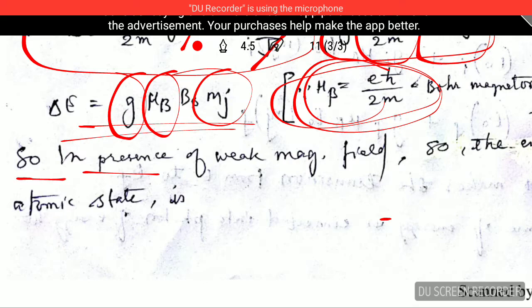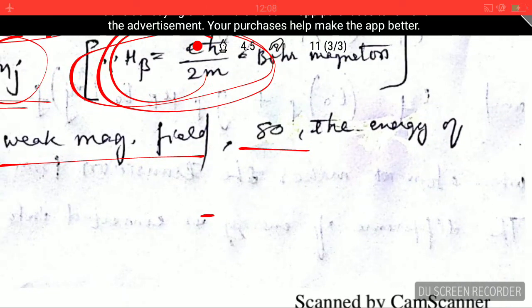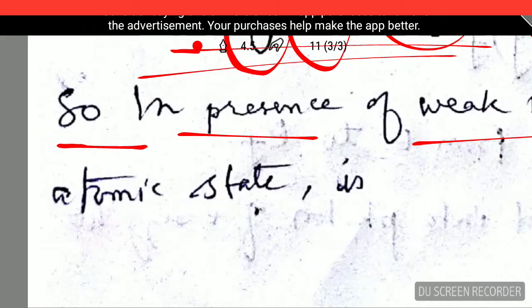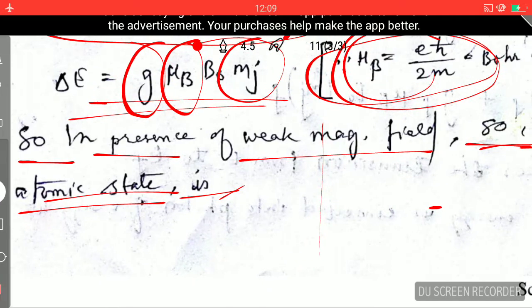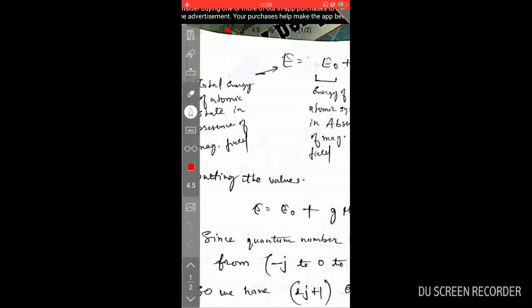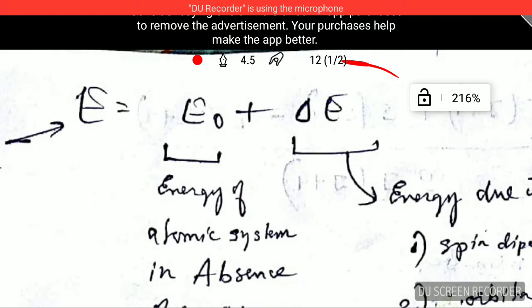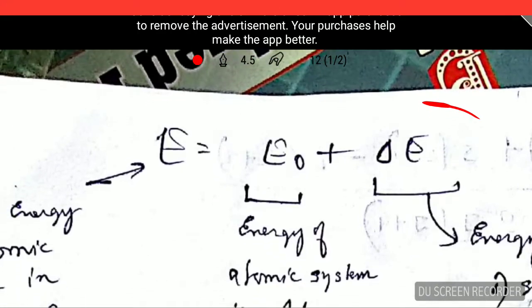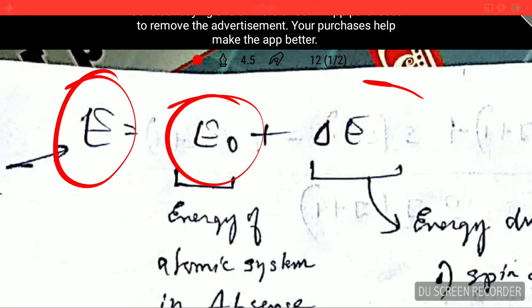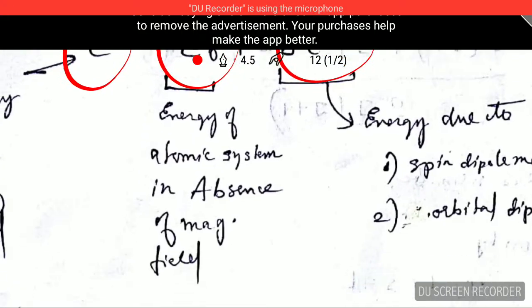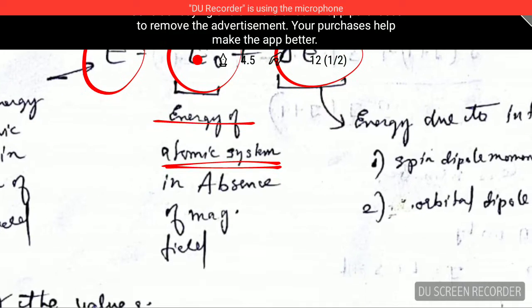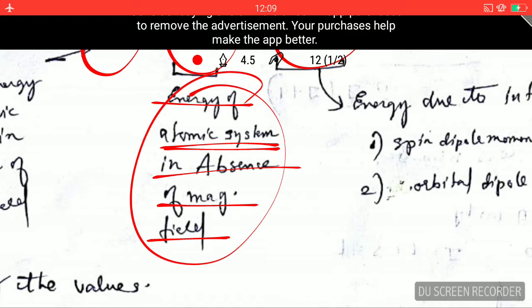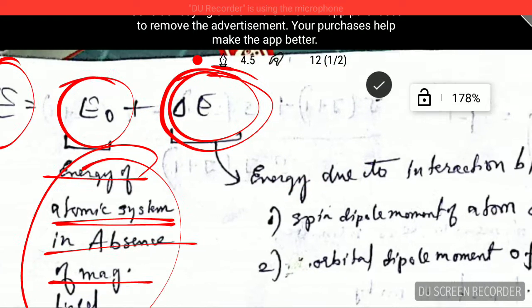Now, in the presence of a weak magnetic field, the energy of the atomic state is E, and that is equal to E naught plus delta E. Here E naught is the energy of the atomic system in the absence of a magnetic field, and delta E is the interaction energy.